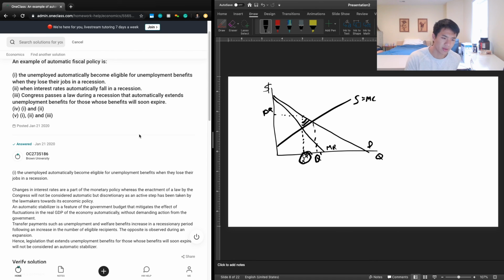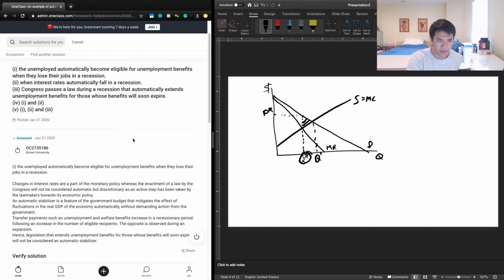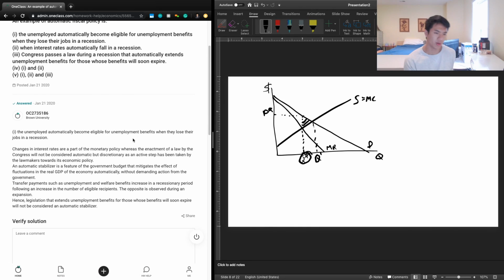So taking a look at the answer choices provided by the tutor, the tutor says 1 is correct. The unemployed automatically become eligible for unemployment benefits when they lose their jobs in a recession. And they say, for interest rates, changes in interest rates are a part of the monetary policy, whereas the enactment of a law by Congress is not considered automatic but discretionary. So it was discretionary as an active step that has been taken towards economic policy.